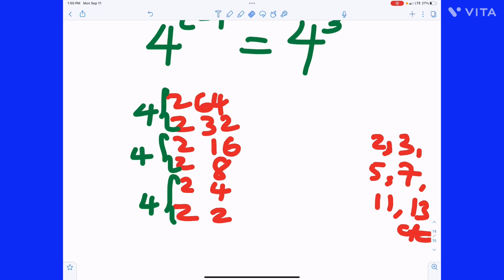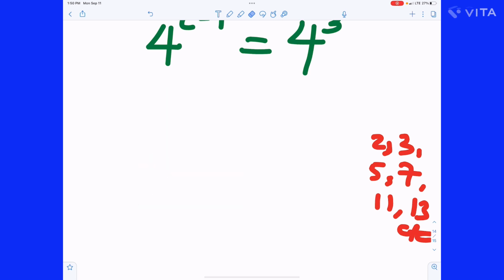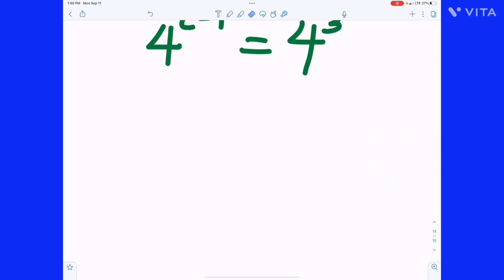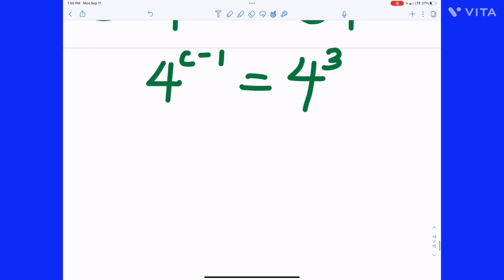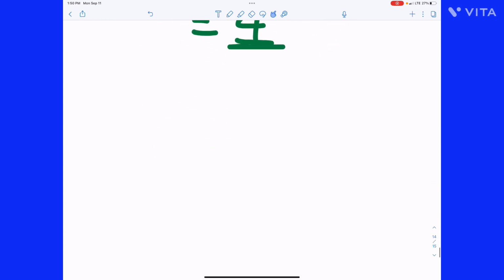That means 64 is 4 raised to power 3. So that solves the problem there. What does that give you? 4 raised to power c minus 1 is 4 raised to power 3. The bases are the same here, 4, 4. So I can equate the powers. C minus 1 is equal to what? 3. So C is 3 plus 1. C is what? 4. So that ends the question.